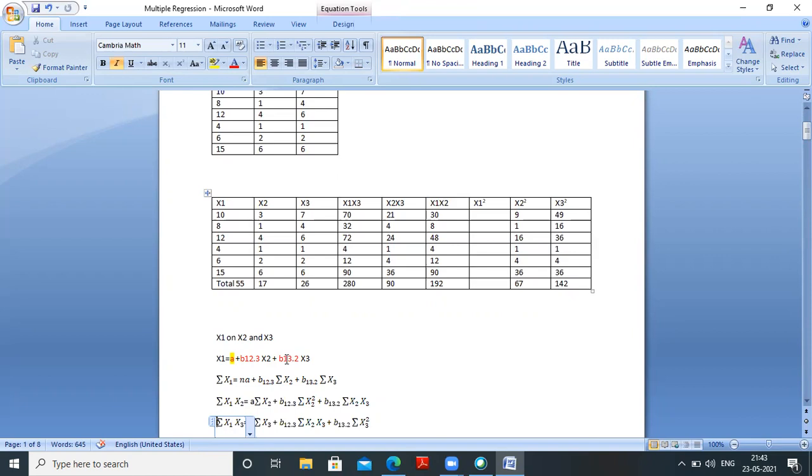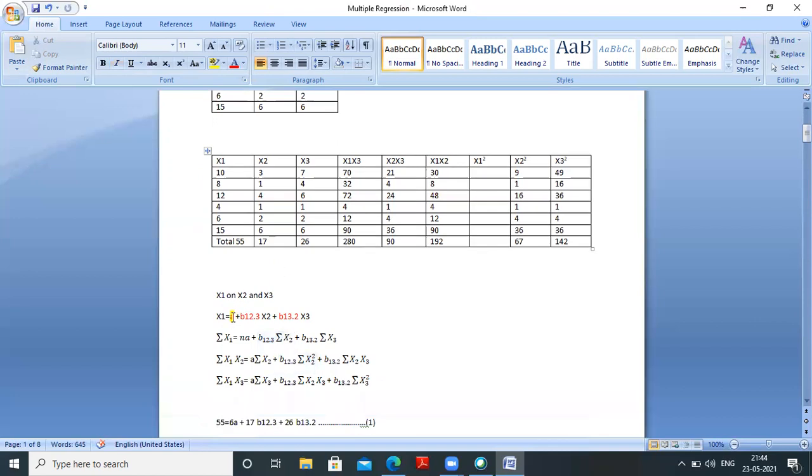And the sign, whether it is negative or positive, tells us the nature of the effect. Suppose b12.3 is positive, that means x2 is affecting x1 in a positive manner. That means with an increase in x2, x1 will increase. But if b13.2 is negative, then x3 is adversely affecting x1. That means if x3 is increasing, x1 will decrease.